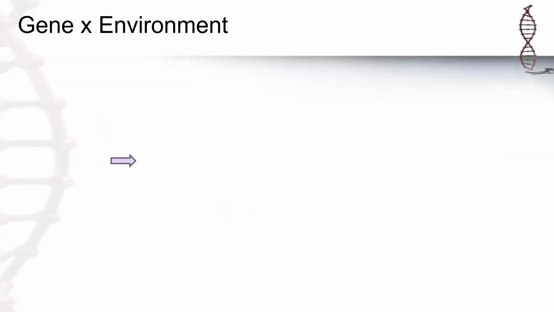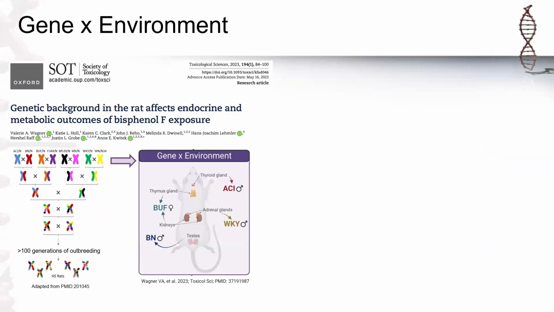All right, so genes by environment. Our lab has previously studied other endocrine disrupting chemicals and their effects on the HS founders. In 2023, Dr. Valerie Wagner headed a study where we exposed 6 of the HS founders to bisphenol F via drinking water. I don't want to go into the amazing benefits of using the HS, as we've heard that already numerous times today, and we will continue to hear about it because they're amazing. But the results show both sex and strain-specific exposure outcomes in relation to metabolic disease and endocrine disruption.